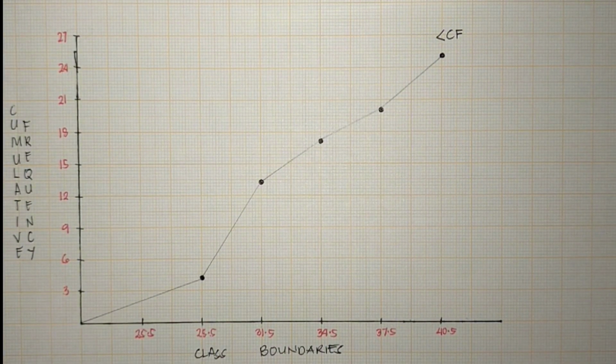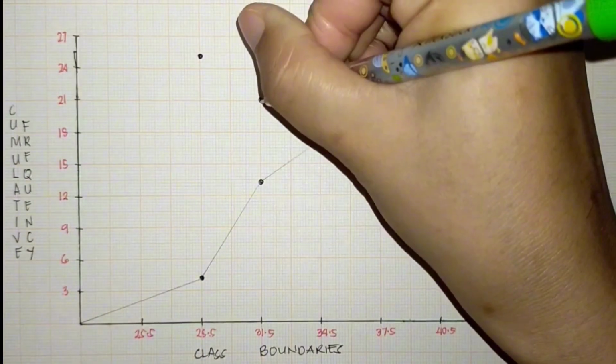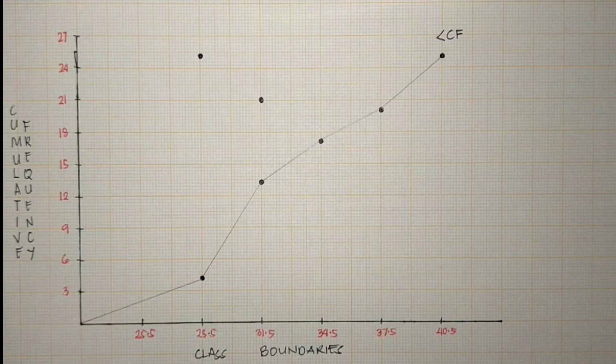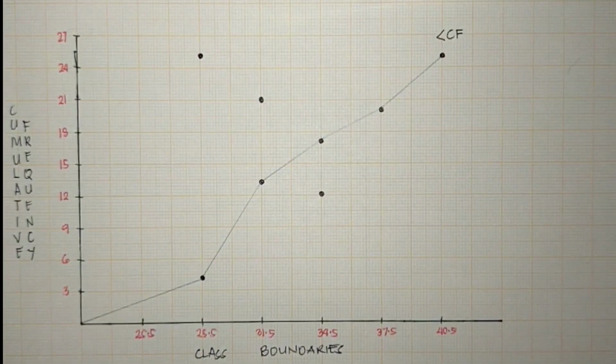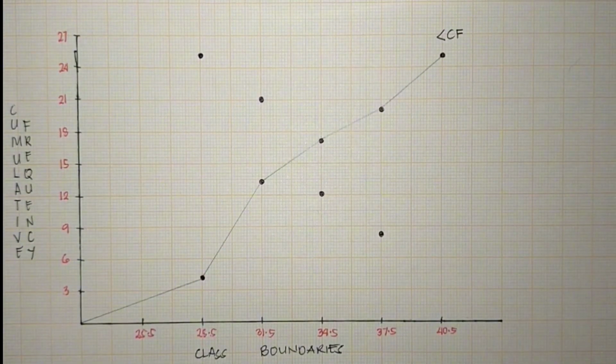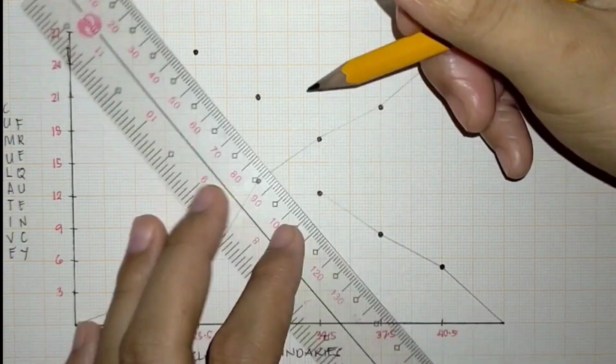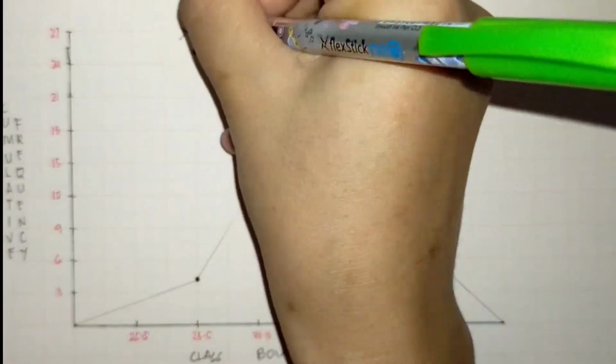For 25.5 to 28.5 is 25, then 28.5 to 31.5 is 21, for 31.5 to 34.5 we have 12, for the class boundary 34.5 to 37.5 is the greater than cumulative frequency 8, and 37.5 to 40.5 we have the cumulative frequency 5. Again, connect the dots, then label it with greater than cumulative frequency to know what it is.